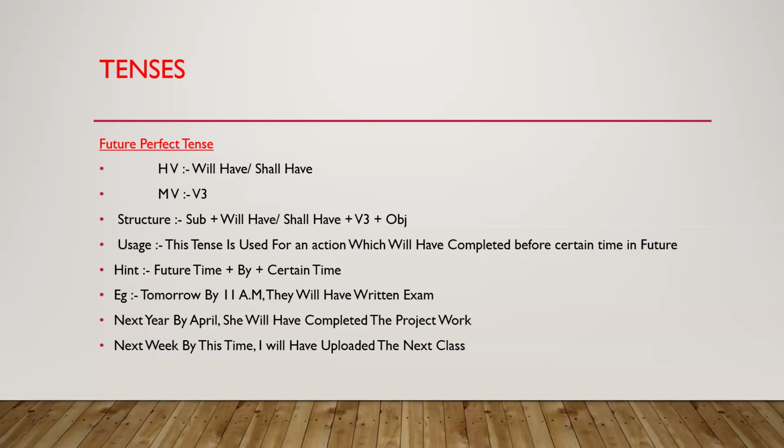In future time plus by plus certain time. This is same as past perfect tense. In past perfect tense, we use past time plus by plus certain time. So future tense and past tense both are same when compared in their continuous tense, perfect tense and perfect continuous tense. Now let's see the example. Tomorrow by 11 a.m. they will have written exam.